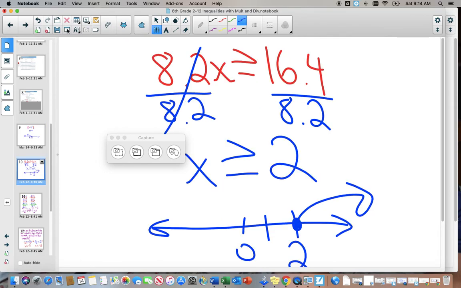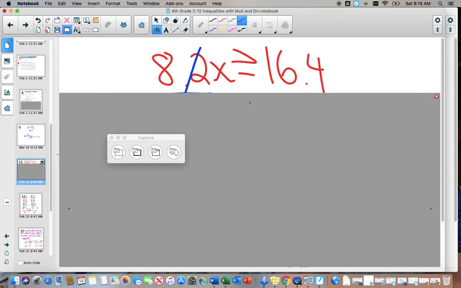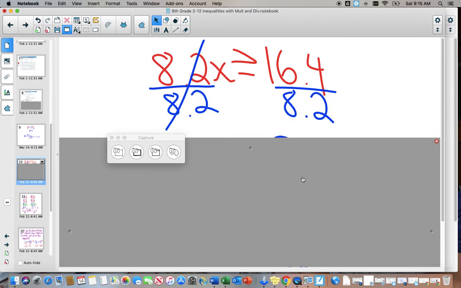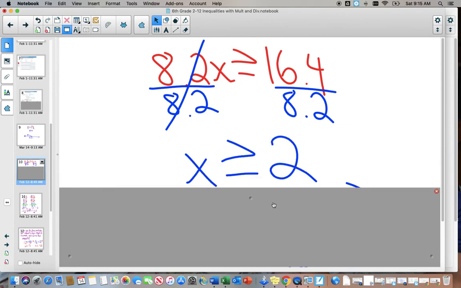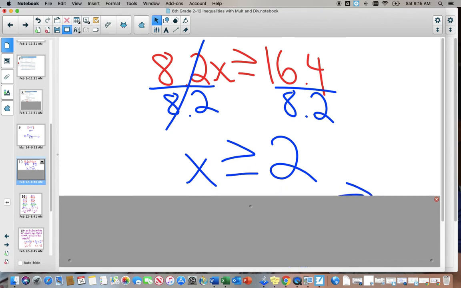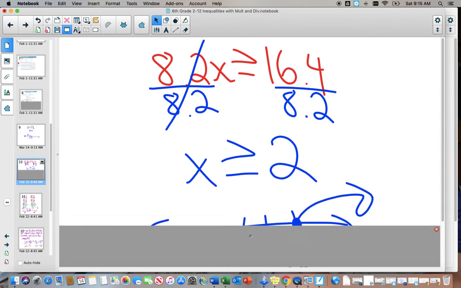And then they'll slip in some decimal problems, so we've shown you a fraction problem already. In this one, what you want to do is divide both sides by 8.2. So we divide both sides by 8.2, and then you do your normal division. That's going to give us 2 on the right hand side. X is greater than or equal to 2. So that would be a closed circle, and then we would go to the right, because that's greater than.